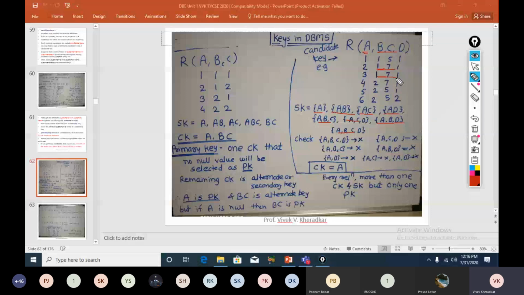Even if I try, if I check all the combinations, all the remaining are not a super key. So from this relation, how many super keys did we identify? 1, 2, 3, 4, 5, 6, 7, 8. So there are a total of 8 super keys for this relation. Are you getting it? Now what is the second step? You have to check for the candidate key.